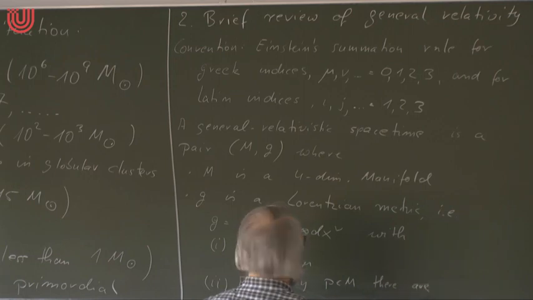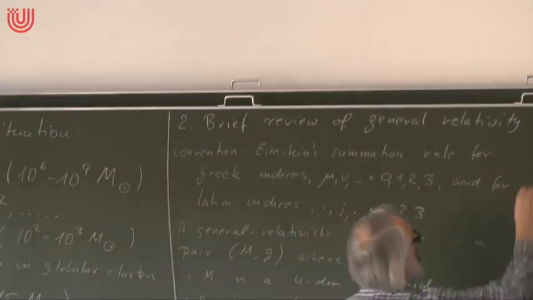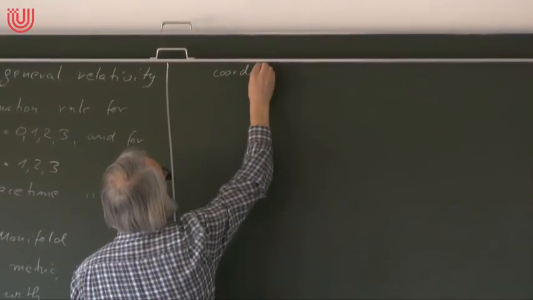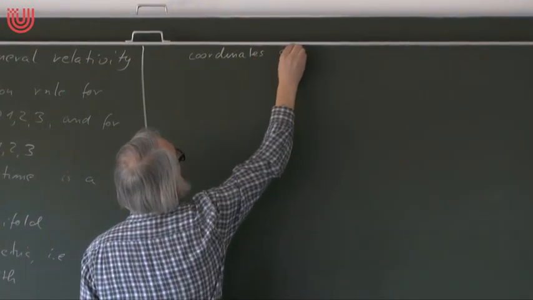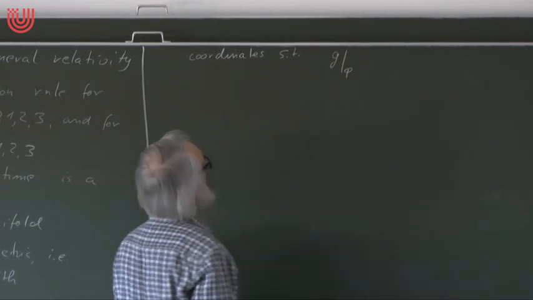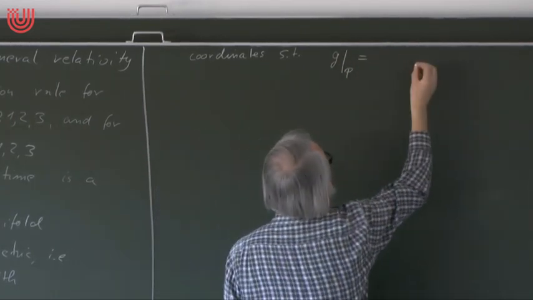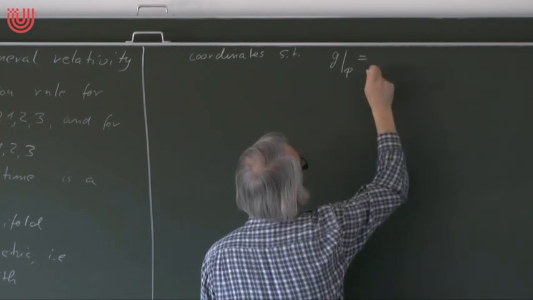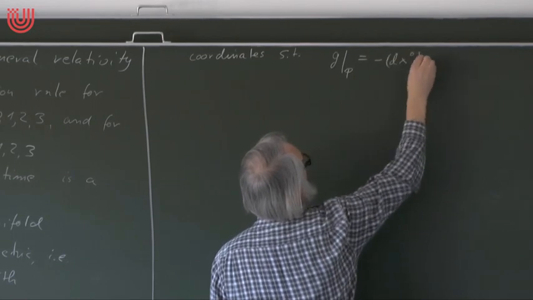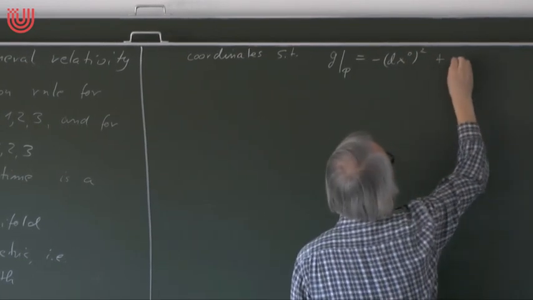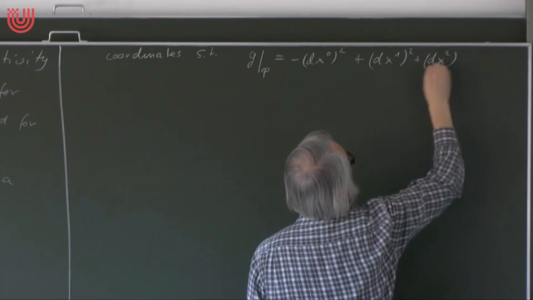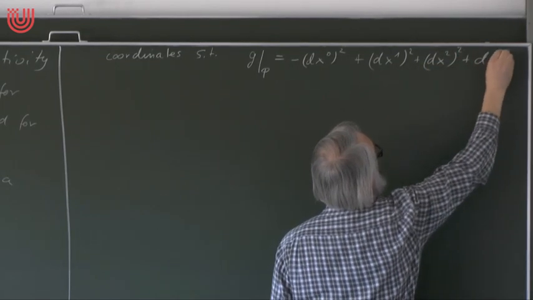There are coordinates such that my metric at this point P, only at this point P, is diagonal with diagonal elements minus 1, plus 1, plus 1, plus 1. So if I expand this in the basis, I get minus dx0 squared plus dx1 squared plus dx2 squared plus dx3 squared.